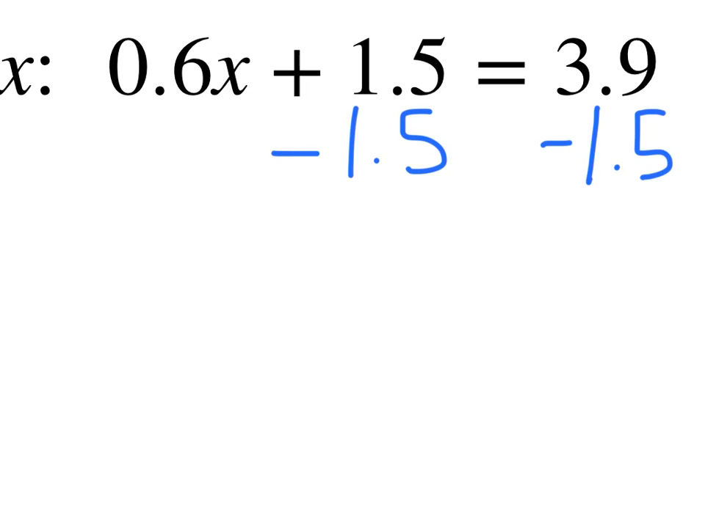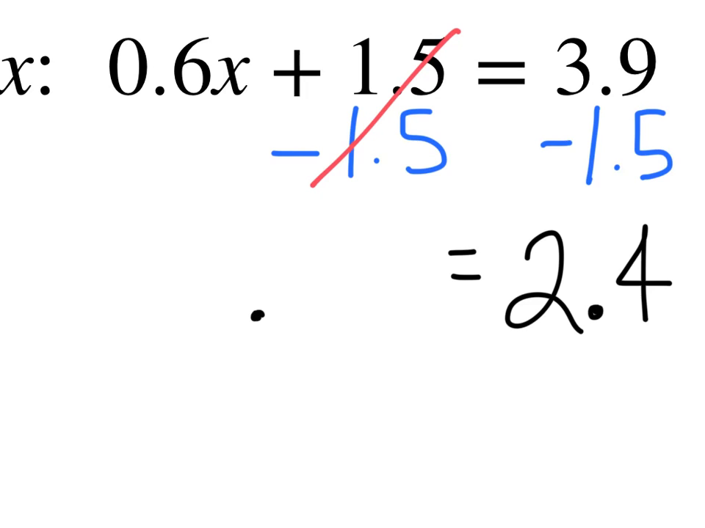Right off the bat, these cancel out. And 3.9 minus 1.5 is 2.4. All right, so 2.4 equals now 0.6x. And what I'm doing, of course, is just bringing this down.